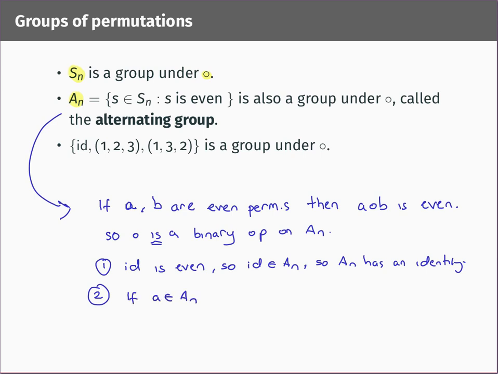Well, if you have a permutation A, you know its inverse is again a permutation. But what's more, the inverse of an even permutation is even. Again, we proved this when we learned about even and odd permutations. So the inverse exists as an element of Sn, but it's also even. So A inverse is in AN again.